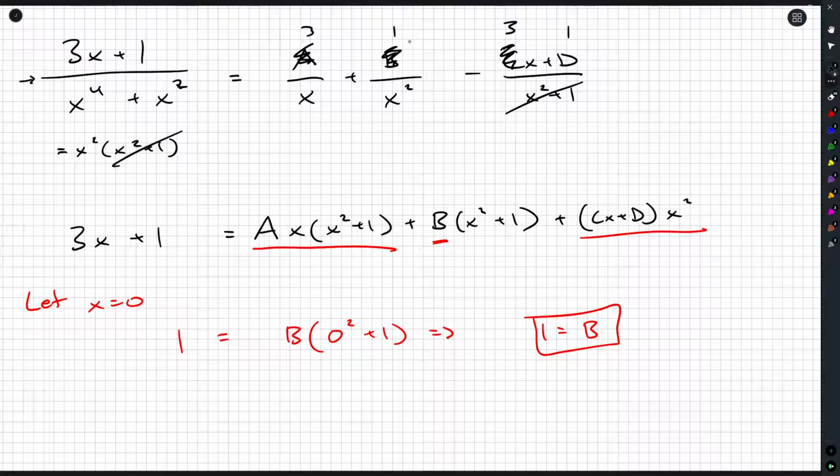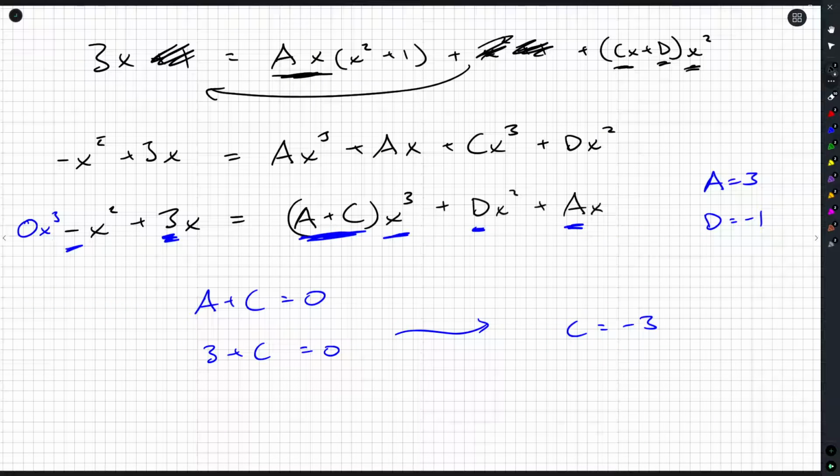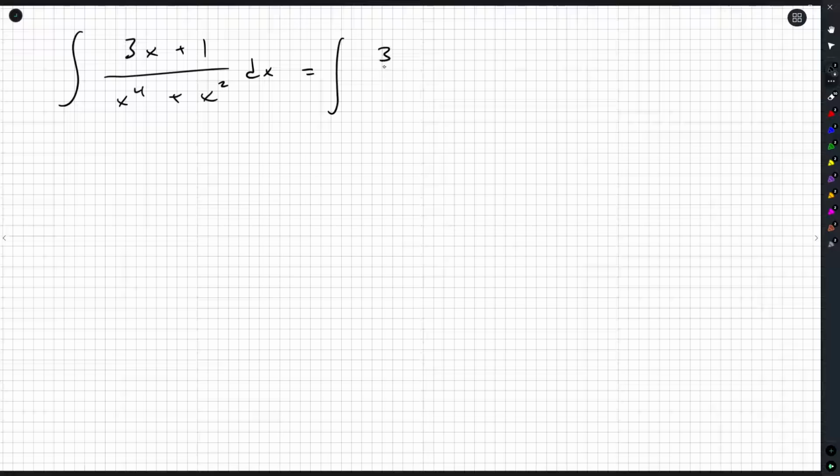It's kind of interesting. We got the 3's and the x's here, and the 3's and the 1's here. I wonder if there's a good reason or if that's just coincidental. Probably isn't. There's probably a reason. But we're now in a position where we can finish this off. Okay. So we'll rewrite this. So we got 3 over x plus 1 over x squared minus 3x plus 1 over x squared plus 1.